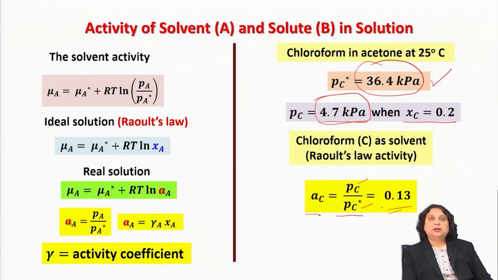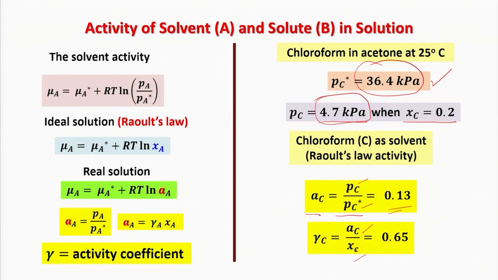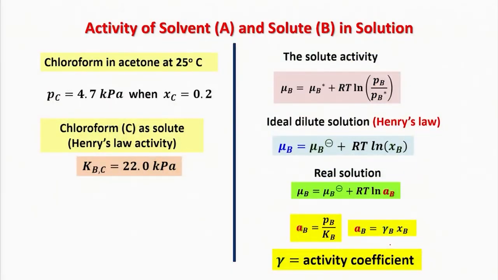Now, can I find out the activity coefficient? The answer is yes. If I know the activity and if I know the mole fraction, then the ratio of the activity and the mole fraction gives me the gamma C. So, all I have to do is replace the value of AC as 0.13, and I know that the activity corresponds to this mole fraction, and therefore, if I divide, I get the gamma C to be equal to 0.65.